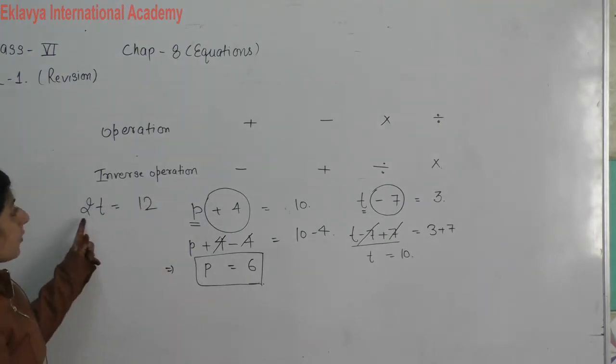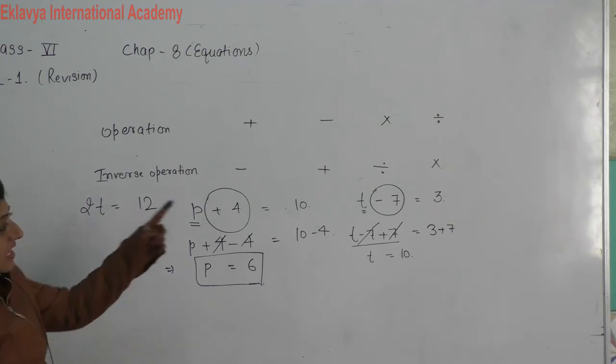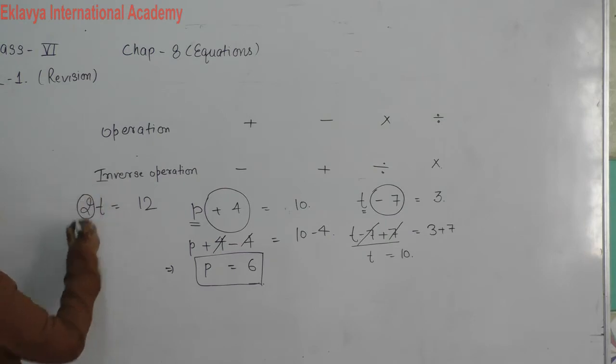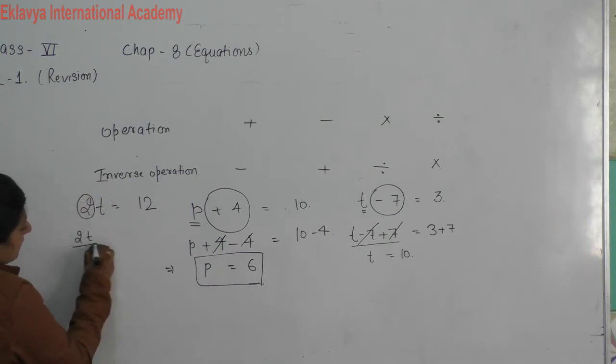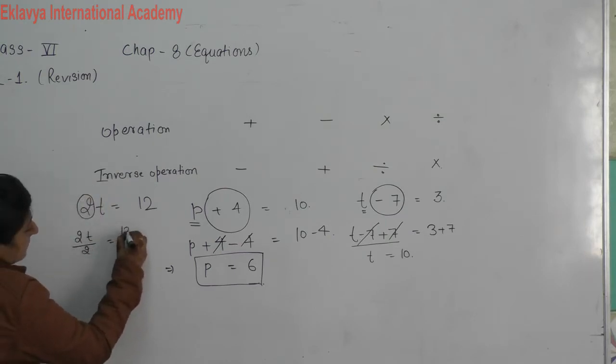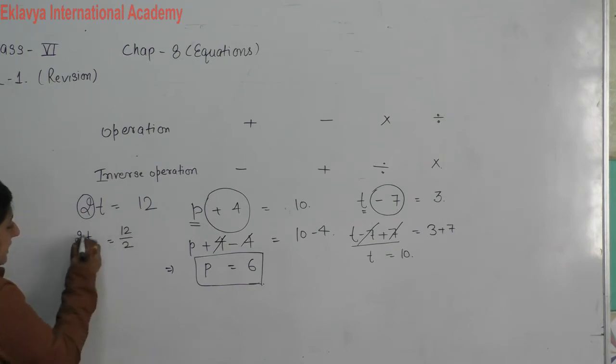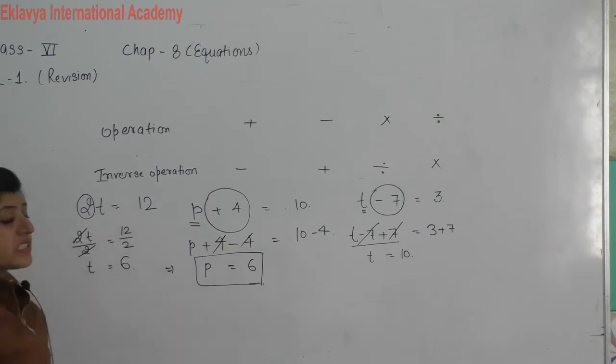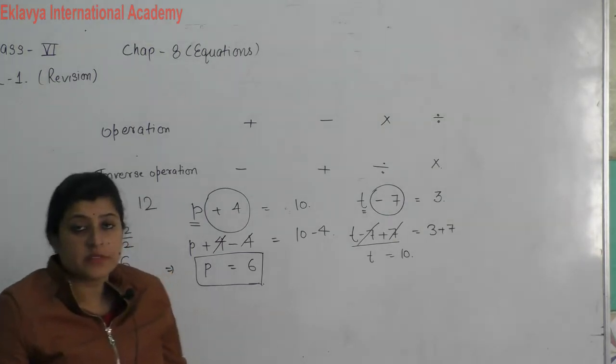So here the operation is multiplication, then the inverse operation is division. Then divide by the same number on both sides. Then this cancels out, remaining only t, then 2 sixes are 12.